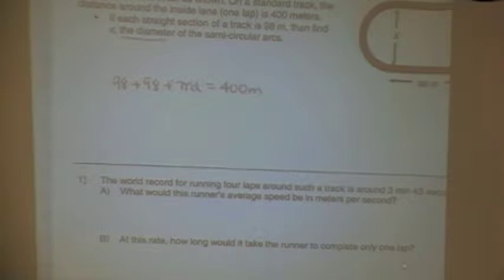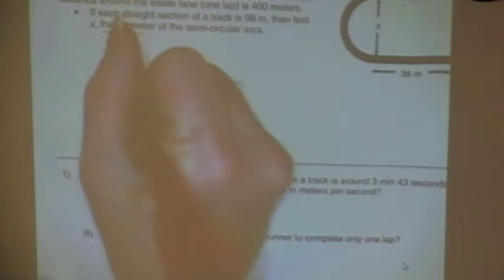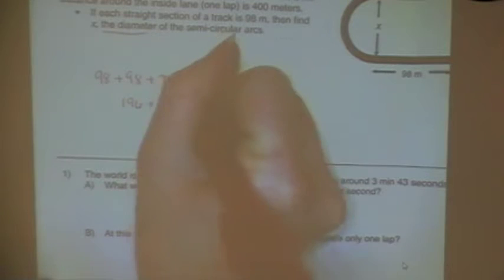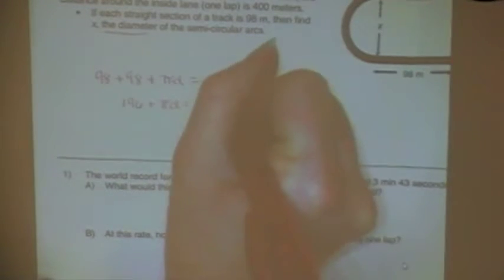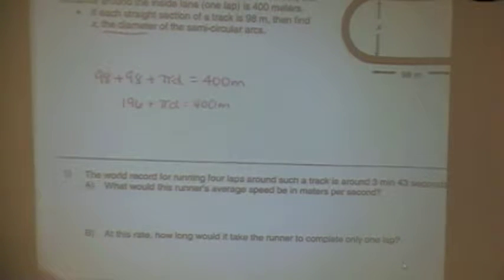I could put x because they were calling the diameter x, but for the sake of knowing what we're talking about, we'll just use pi d. Then all I have to do is solve this. I got 196 plus pi d is 400 meters.